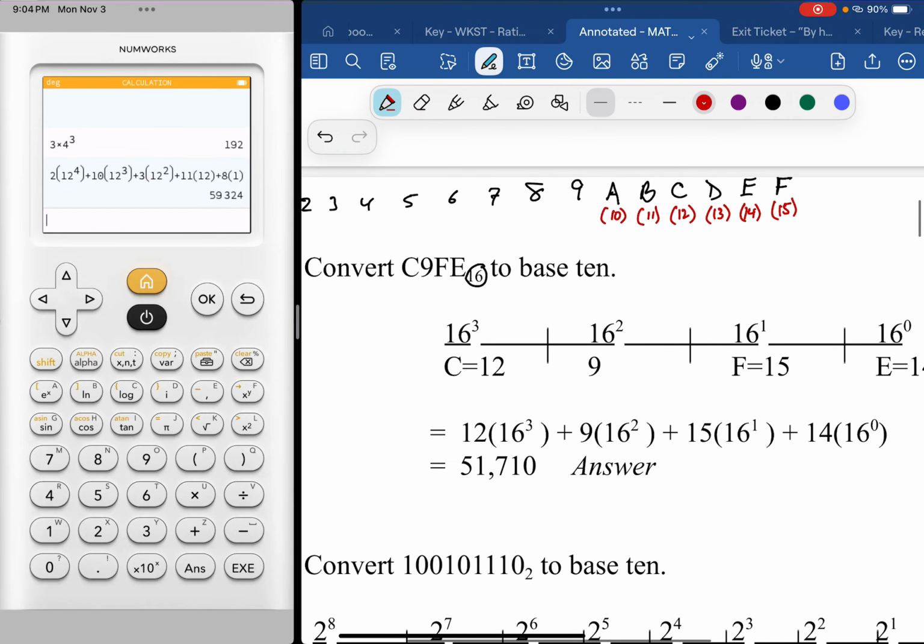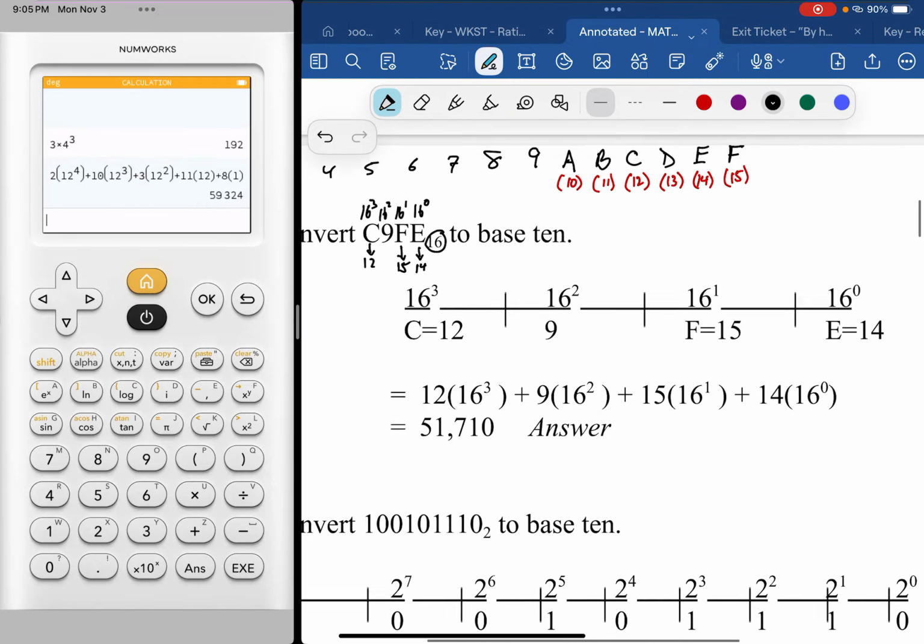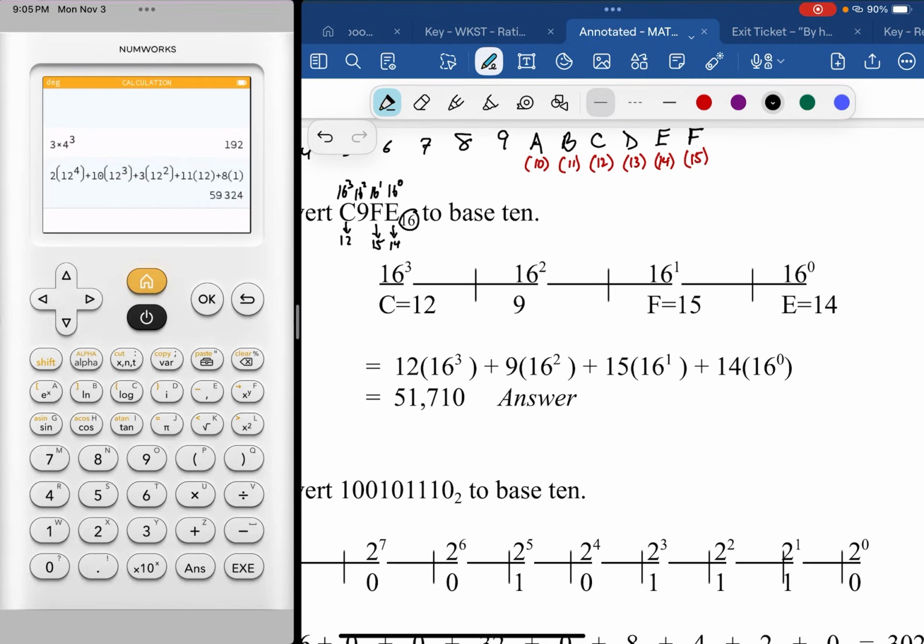All right. So my C is worth 12. So I'll make a little note below it, like I did before, that's a 12. My F is a 15. And my E is a 14. And again, we use the place values. So 16 to the 0th, 16 to the 1st, 16 to the 2nd, 16 to the 3rd. And this is all up on my screen here, so I can just kind of point to it.